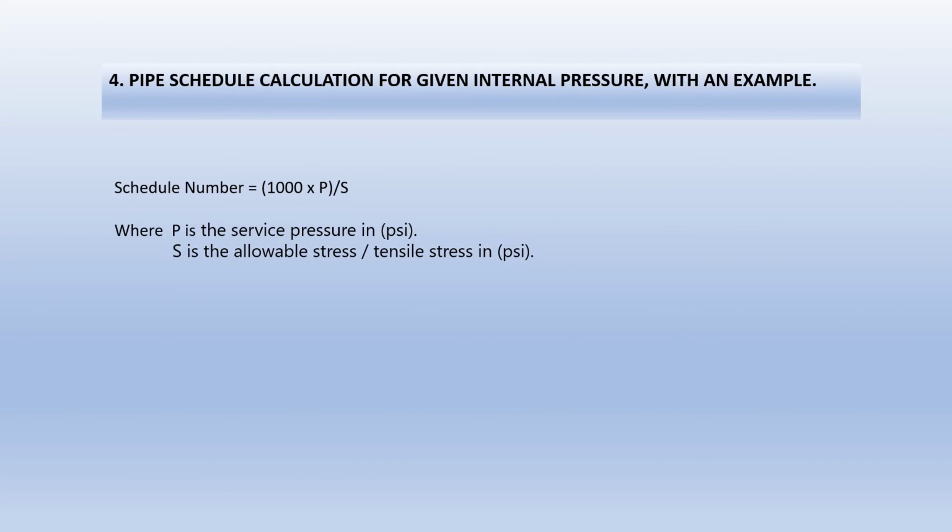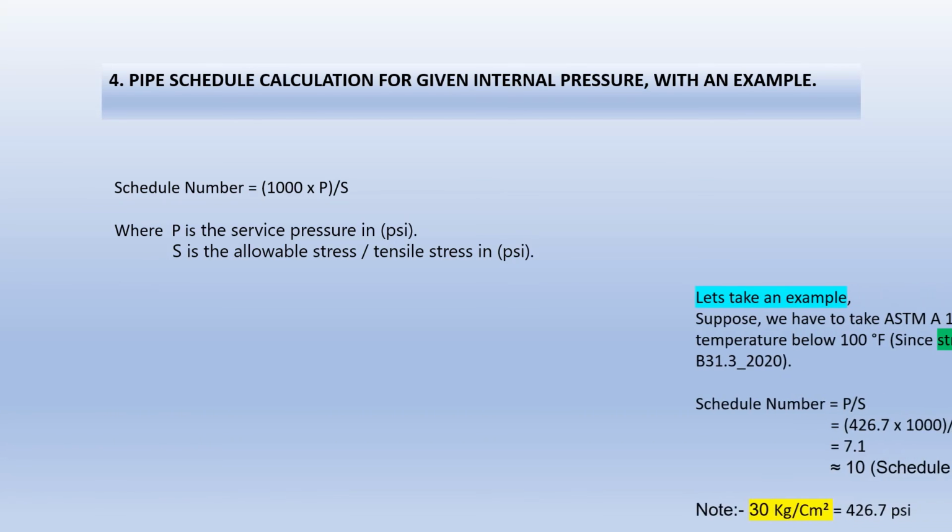Definition of schedule number. The schedule number indicates the approximate value of the expression 1000 x P/S, where P is the service pressure and S is the allowable stress, both expressed in SI.